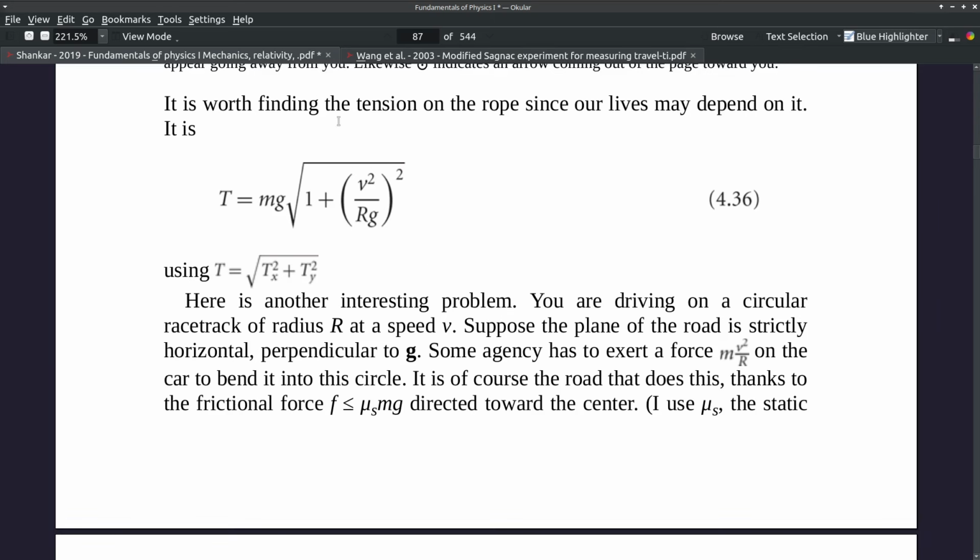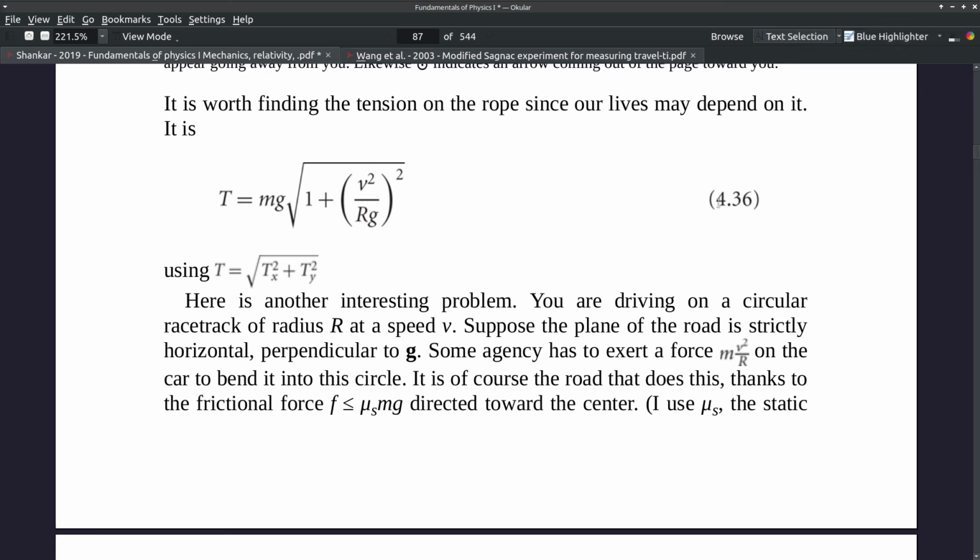It is worth finding the tension on the rope since our lives may depend on it. It is T equals mg times the square root of 1 plus (v squared over rg) squared, using T equals the square root of T squared over x plus T squared over y. Here is another interesting problem.